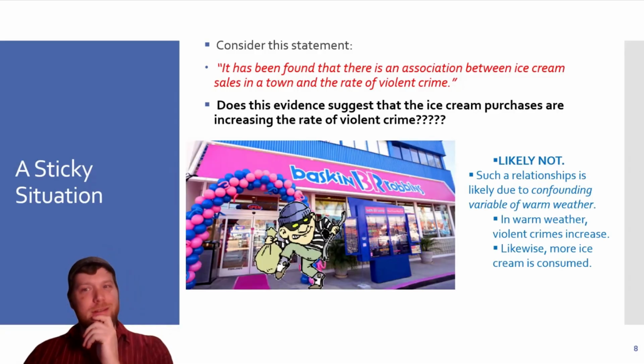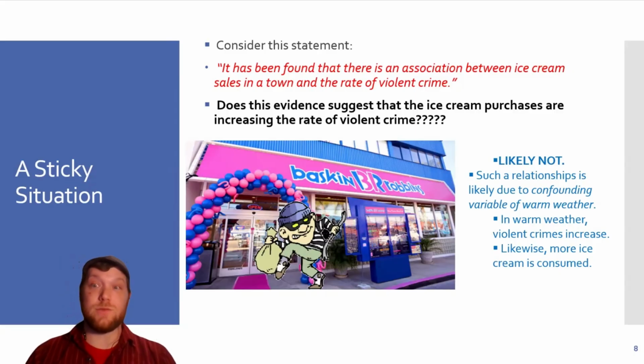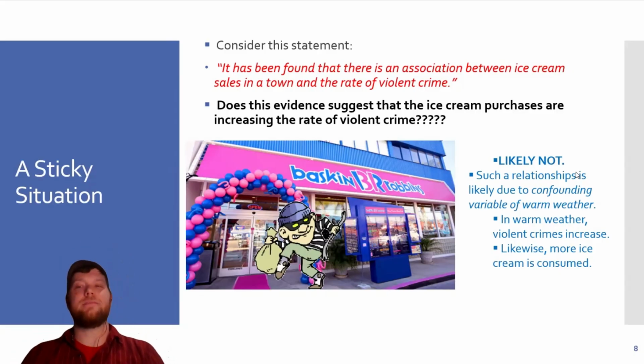So in this situation, I think the two things are not really related to each other. What is likely related is what's called a confounding variable, which we'll talk about in a second. It's that warm weather is impacting both. When it's warmer, ice cream sales will go up because people like to eat ice cream when it's warmer outside. Likewise, as weather gets warmer, the rate of violent crime will increase as well. So sometimes there's something in the background that may be showing that these two things are related to each other.